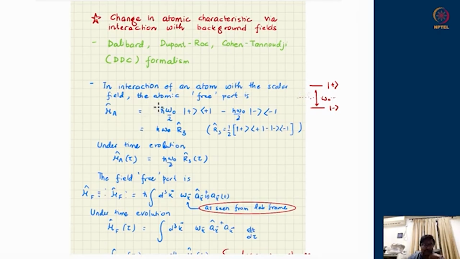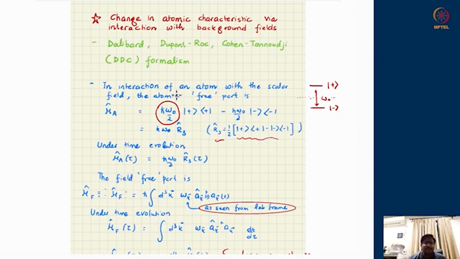I am setting the zero of energy at the middle of this separation, such that the excited state has eigenvalue plus h bar omega naught by 2, and the ground state has eigenvalue minus h bar omega naught by 2. I can pull out h bar omega naught as a common factor, and I will be left with 1/2 of |+><+| minus |-><-|, outer products. This is a compact operator representation of the atomic part of the total Hamiltonian. This R3, you can realize, is very much the spectral decomposition of sigma 3, the third Pauli matrix.